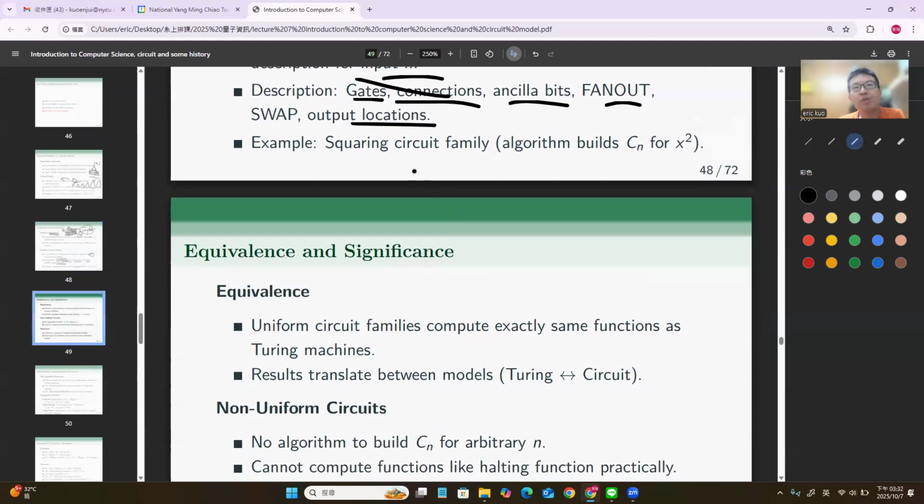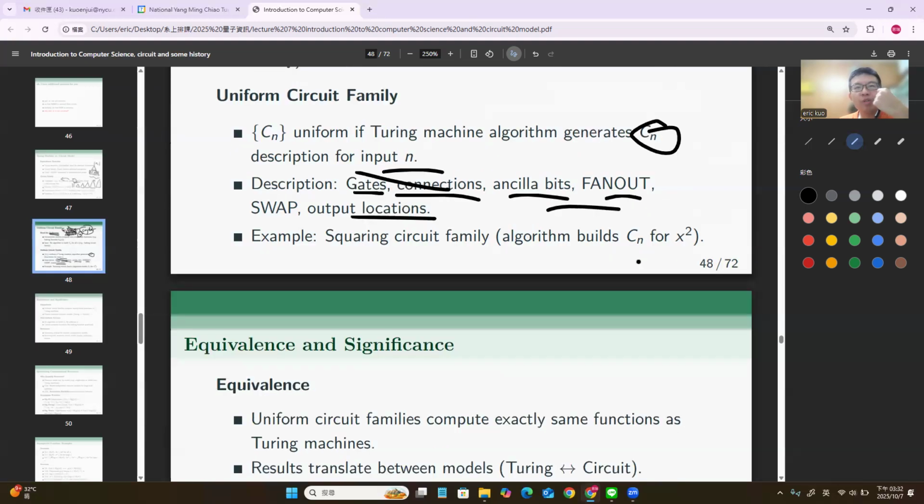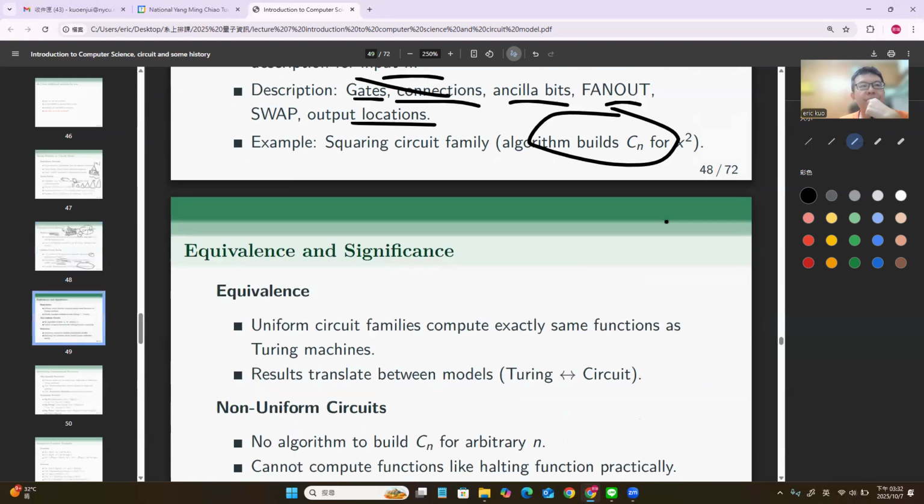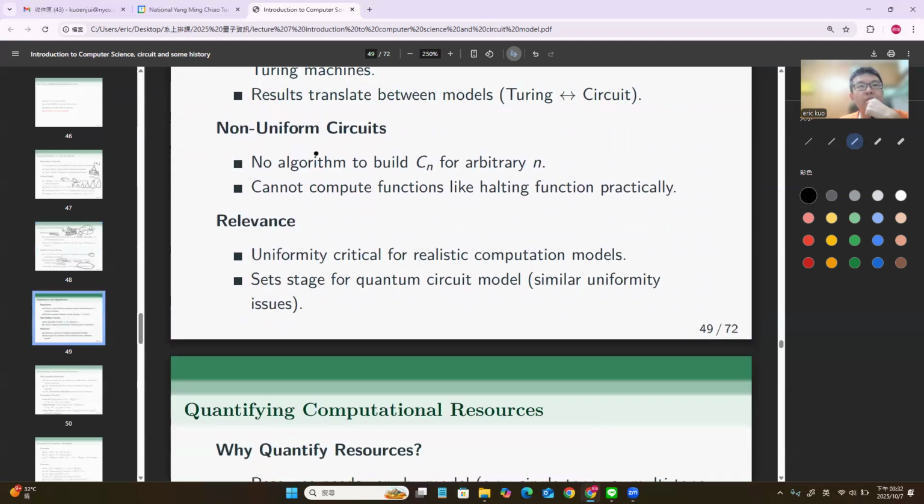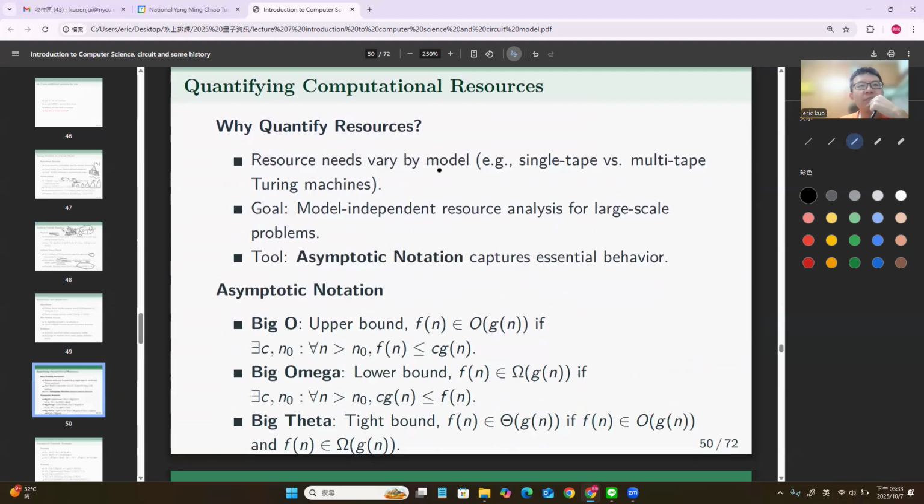For example, there's a way to produce a circuit which generates x squared. So uniformity is an important part, but it is a theoretical issue.